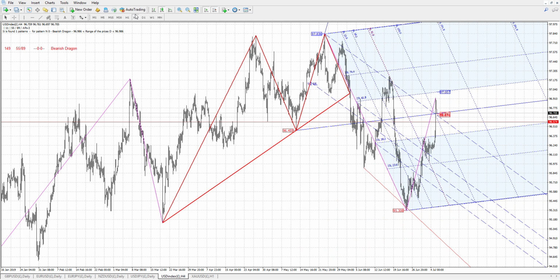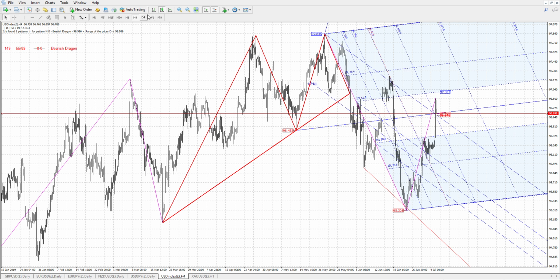H4, so it's a bearish dragon. But again, we've broken above that pitchfork there, which is slightly upward. And you're looking for that line there. So yeah, we broke above.